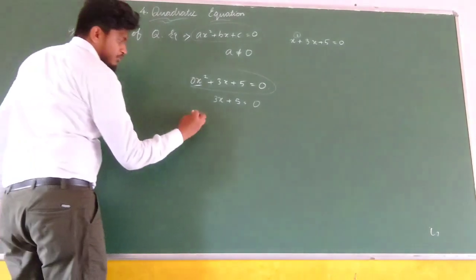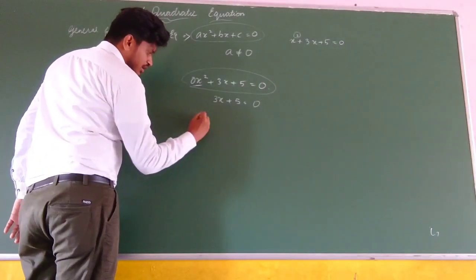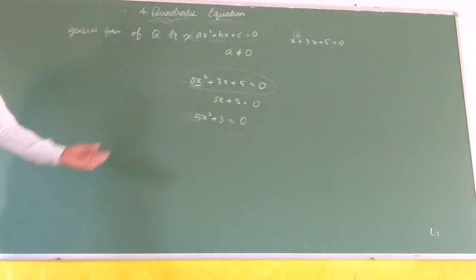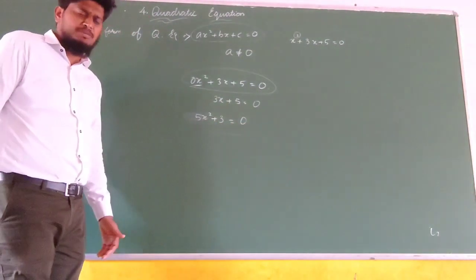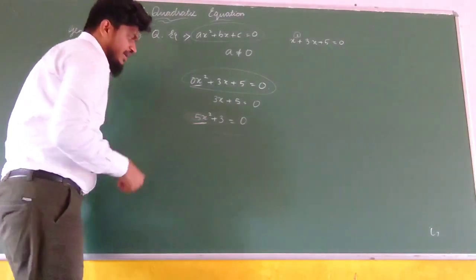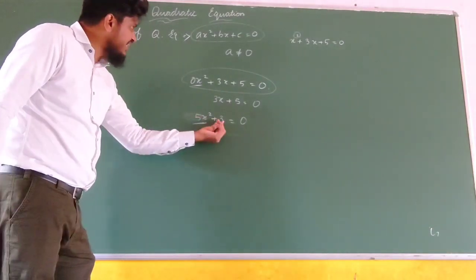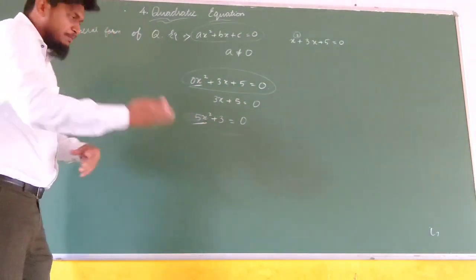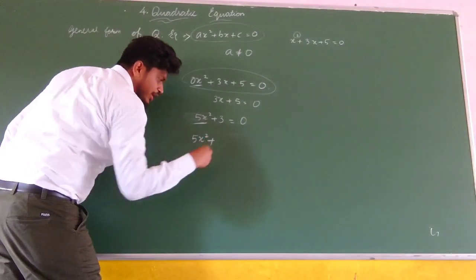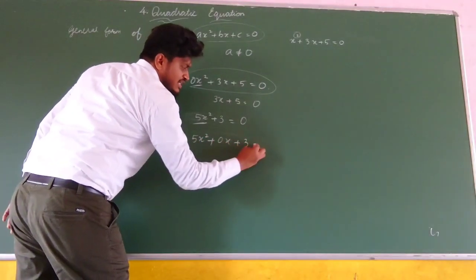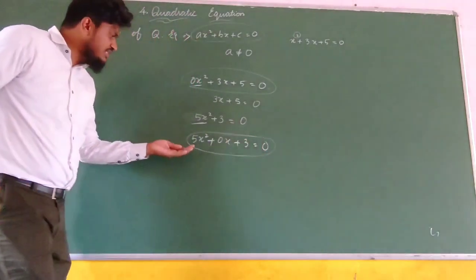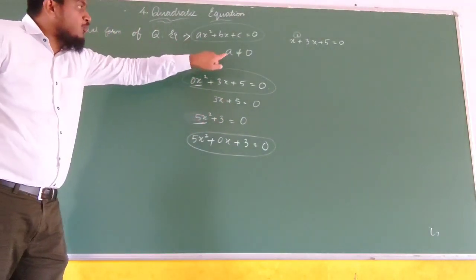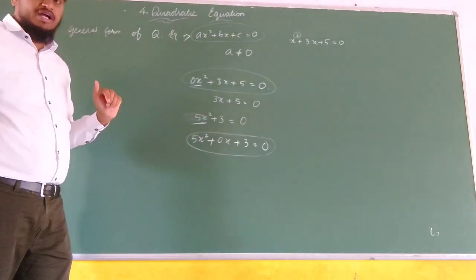Let me take one more example: 5x square plus 3 equal to 0. Is it a quadratic equation? Yes, this is in the form of ax square plus bx plus c. You may ask, sir, here is a, no problem, ax square is there, and this is c, the constant term, right? What about b? b is missing, right? No problem. We can write this as 5x square plus 0x plus 3. Nothing is wrong, right? So this is a quadratic equation because it is in the form of ax square plus bx plus c. The condition is only that a should not be equal to 0. Is it clear now?